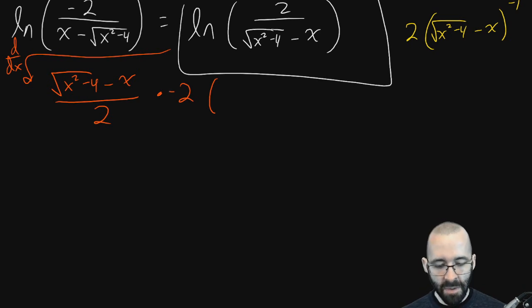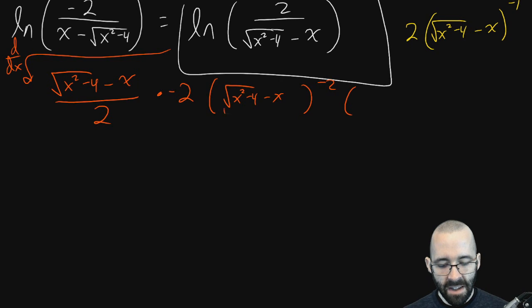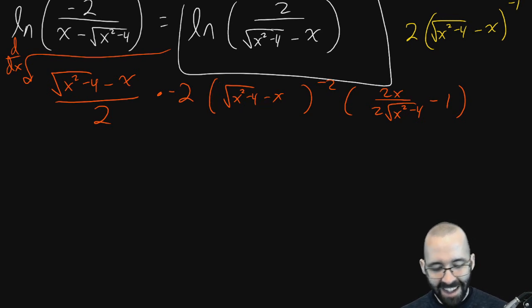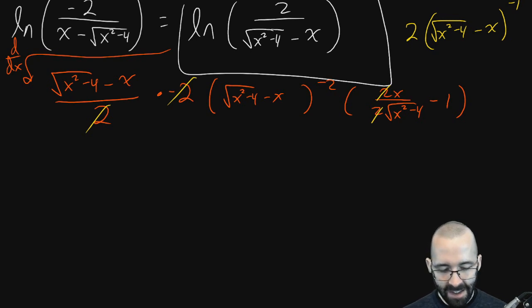That's negative 2 from the power rule. Inside stays the same. Subtract a power. Multiply by the derivative of that inside. We have to use the chain rule again. Derivative of the inside will be this. This guy also used the chain rule. Lots of chain rules here. What have we got? 2 over 2 cancels right there. 2 over 2 cancels right there. We got a lot going on.